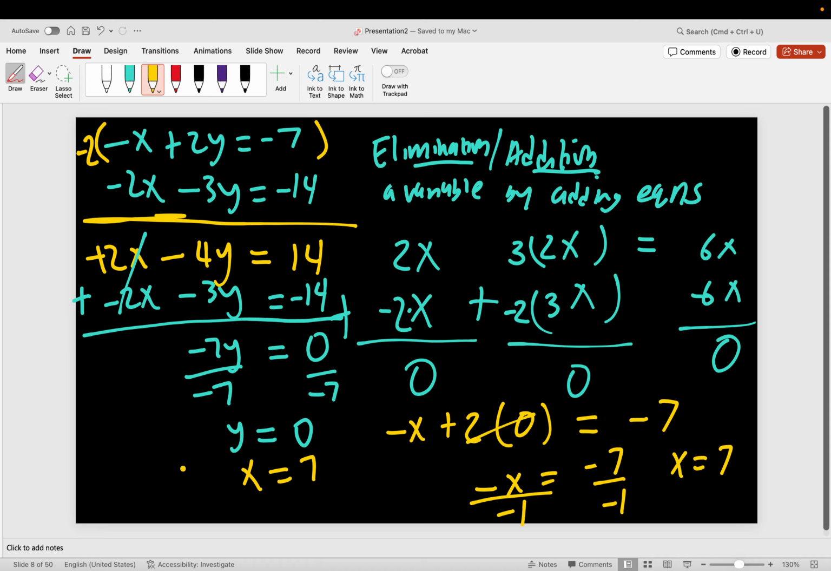So x is equal to 7, and my final answer is (7, 0), which is the exact same thing that I got when I did substitution.